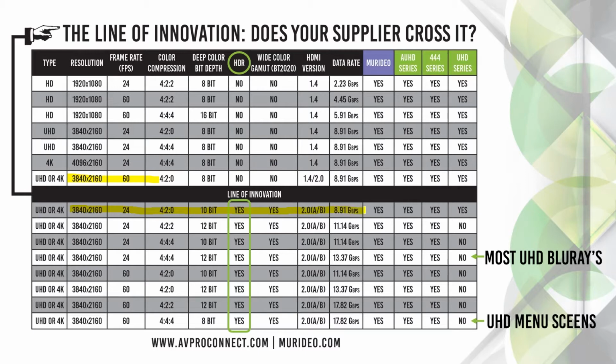We need to review this chart just a little bit. This chart, we call it the line of innovation, but if you start at the left, you get type of signal, resolution, and there's a whole bunch of 1920 by 1080s, and a whole bunch of 3840 by 2160s. So this is where the confusion comes in. We have this 4K, 24, 4:2:0, 10-bit, HDR, wide color gamut, HDMI 2.0, 8.91 gig.